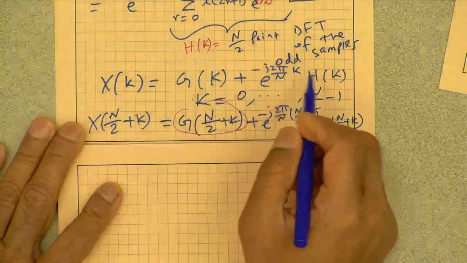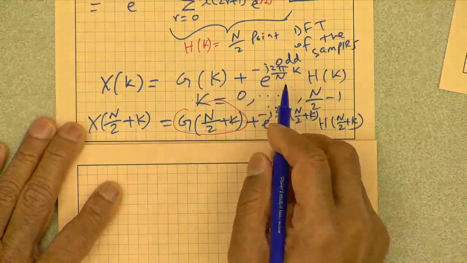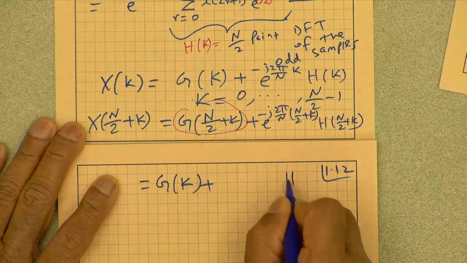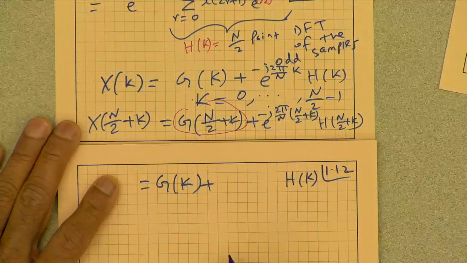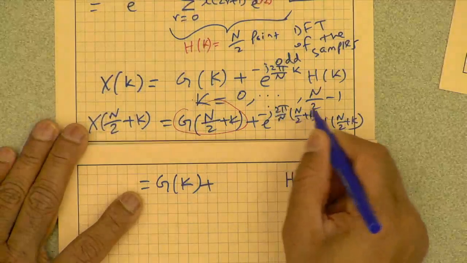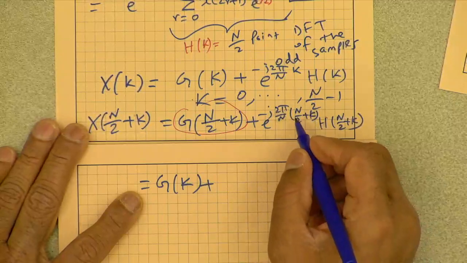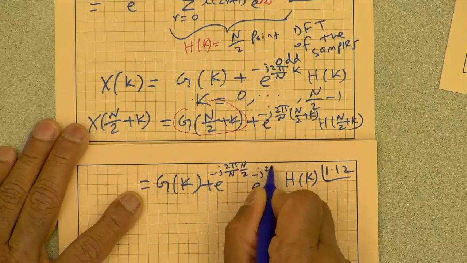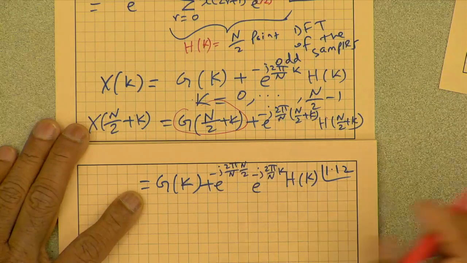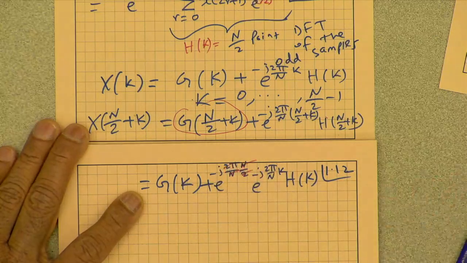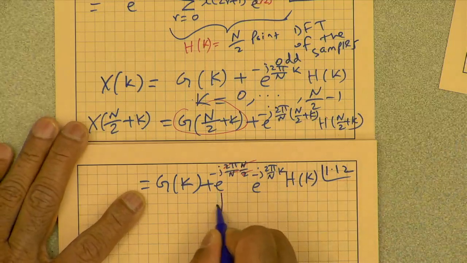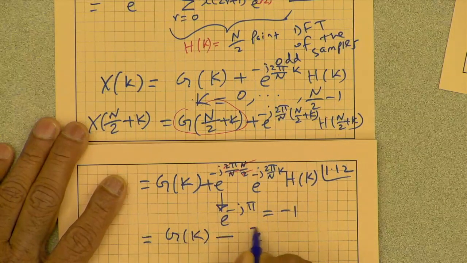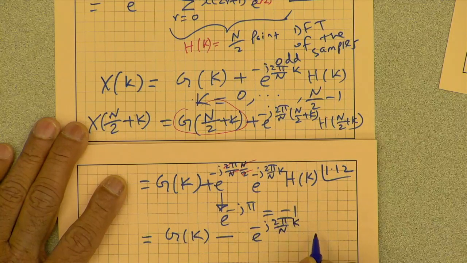G and H are n/2-point DFTs, so they can be thought of as periodic with period n/2. So this is the same as G[k]. H[n/2 + k] is also the same as H[k], because these are periodic with period n/2. And then if you multiply the two terms, e to the power minus j 2 pi over n times n/2 times e to the power minus j 2 pi over n times k, the n and n cancel out, the 2 and 2 cancel out, and we get e to the power minus j pi, which is minus 1. So this is equal to G[k] minus e to the power minus j 2 pi over n k H[k].